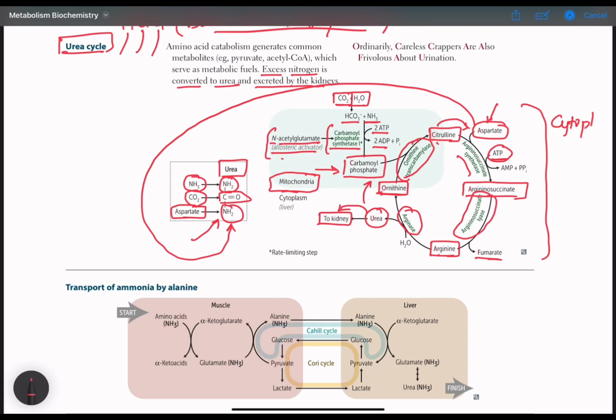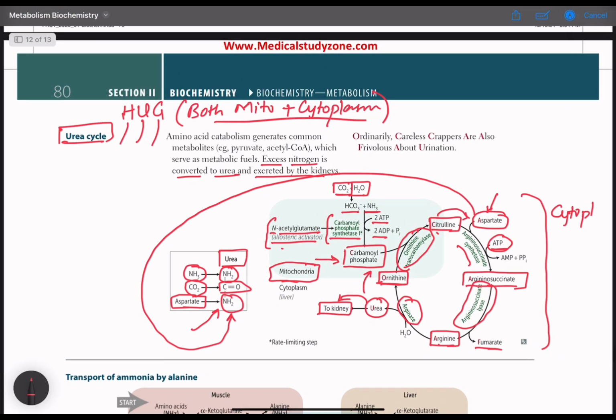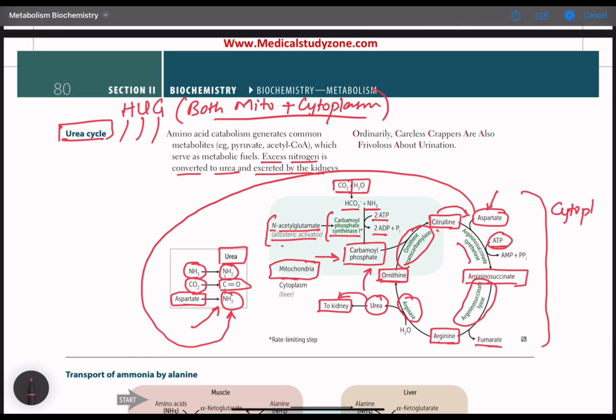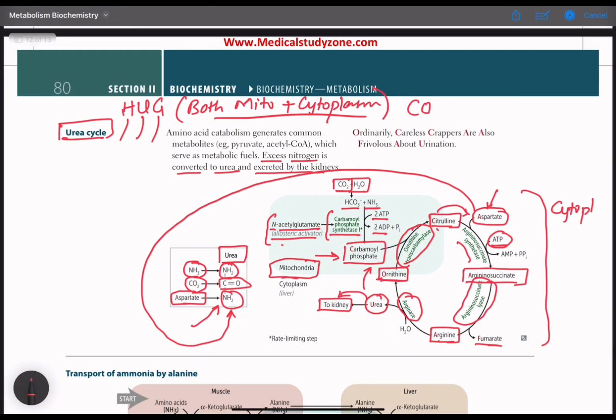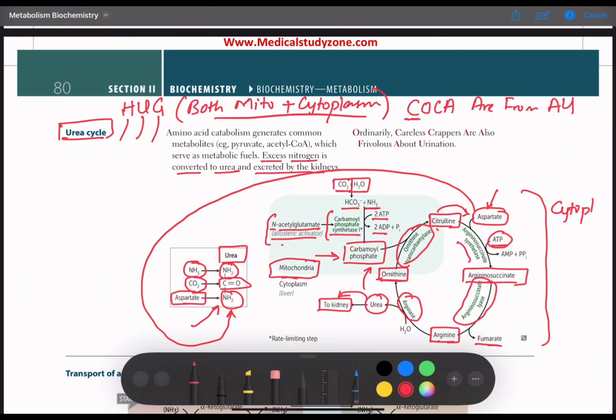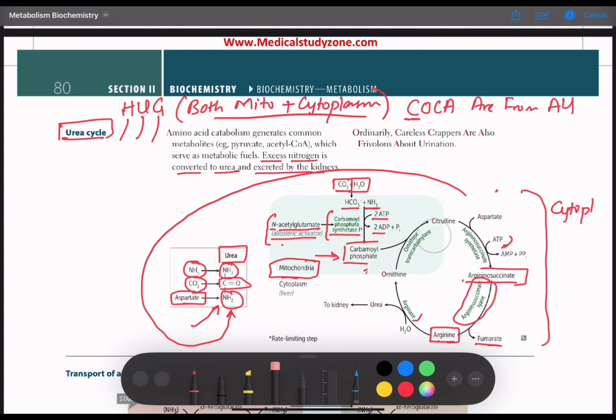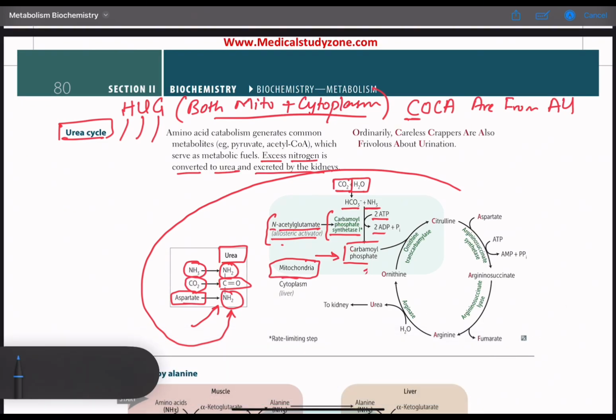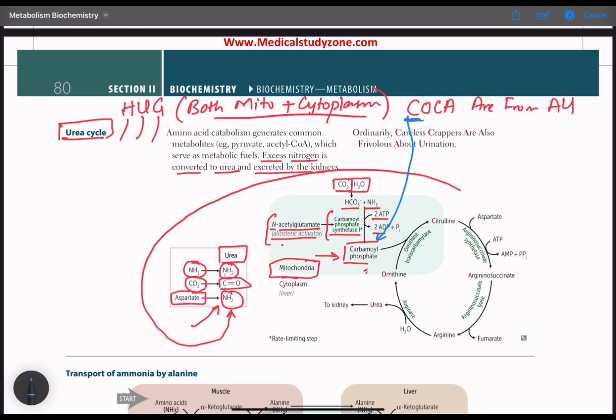The mnemonic for it, which I have personally used, is that the coca are from AU, Australian Union, or you can learn however it is convenient for you. C for carbamyl phosphate, and ornithine combine to form citrulline.